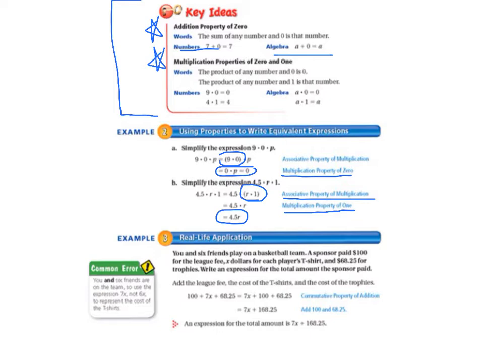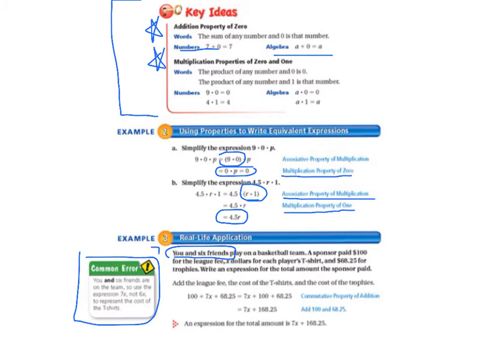Now let's look at example 3, a real-life application. You and 6 friends play on a basketball team. A sponsor paid $100 for the league fee, x dollars for each player's t-shirt, and $68.25 for trophies. We're going to write the expression for the total amount the sponsor paid. So we look at the common error box to remember that you and 6 friends equals 7 people, not 6 people, because you have to remember that you are a person too.